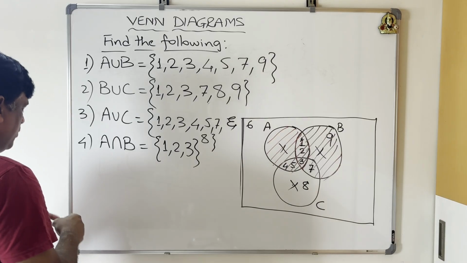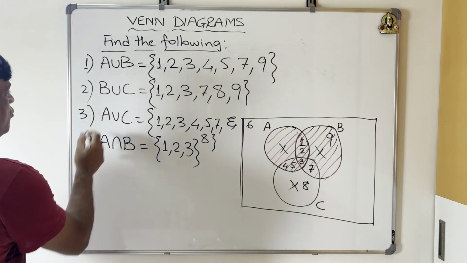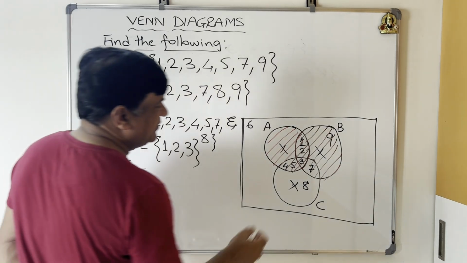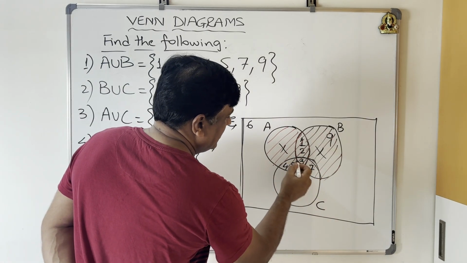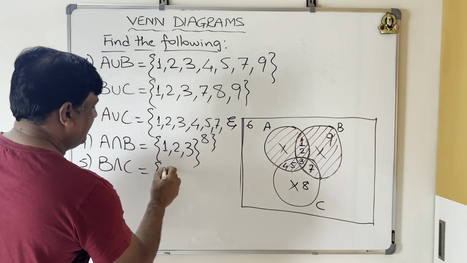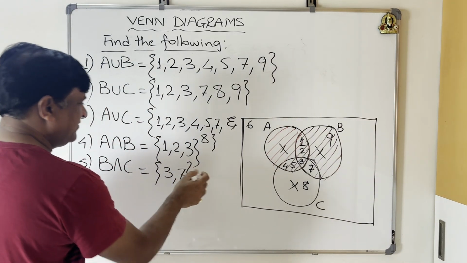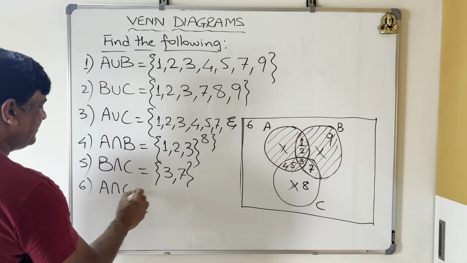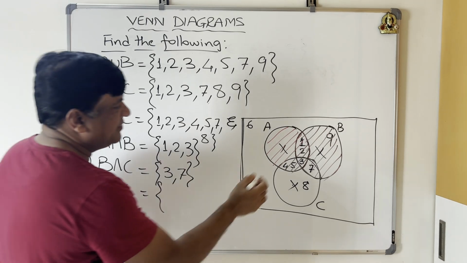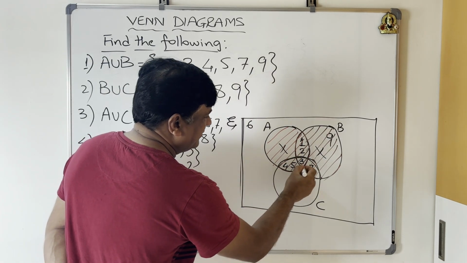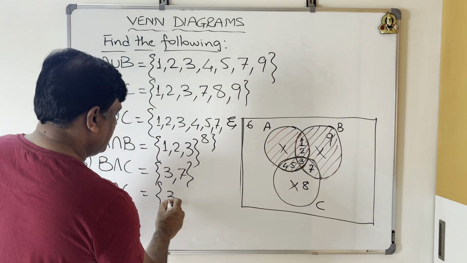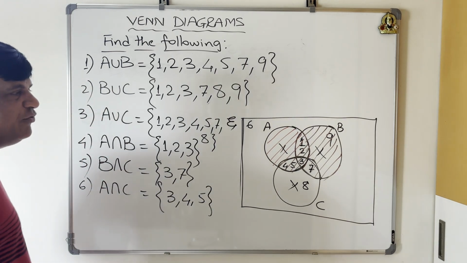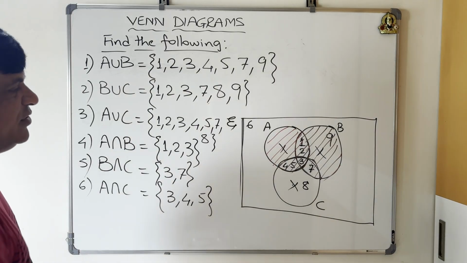Similarly, if I want to calculate B intersection C, what is B intersection C? This is the area. It's 3, 7, right? Go ahead. A intersection C, what do you get? A intersection C is this one. 3, 4, 5. Right? This is how you're going to do it. This is what you need to do.